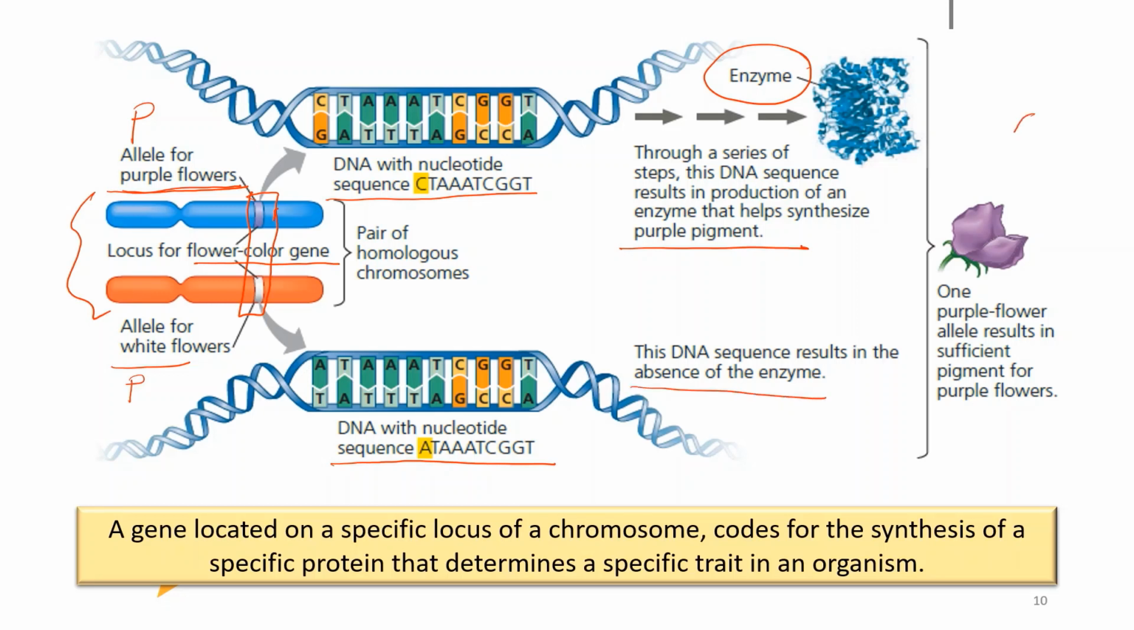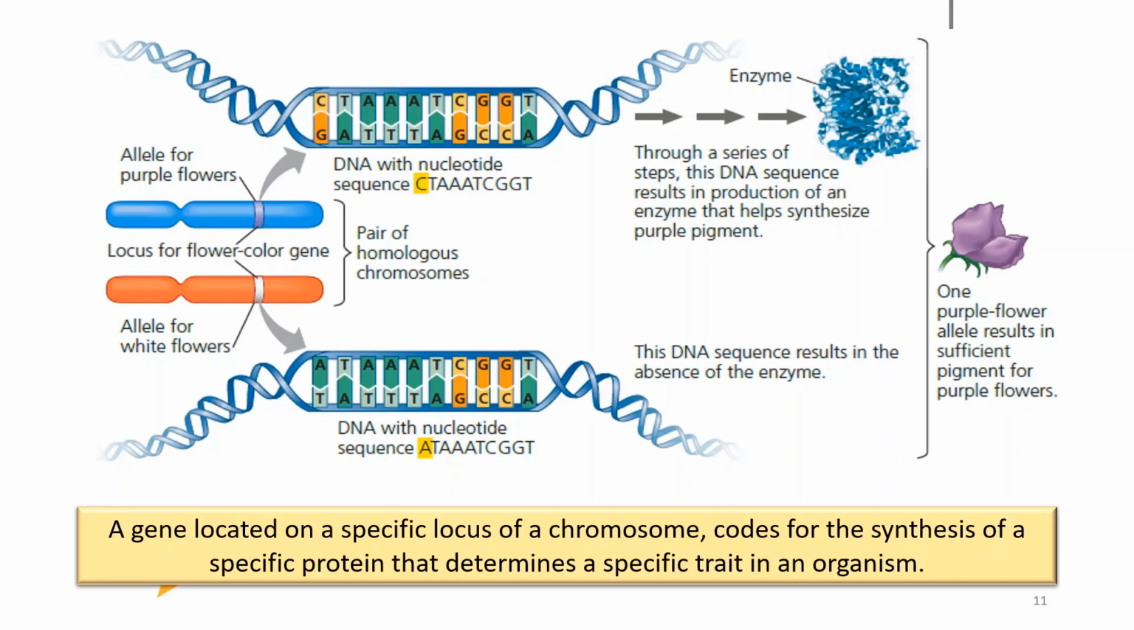Because this individual plant is heterozygous for the gene that codes for flower color, it means that it has a dominant and a recessive allele. So therefore, the pea plant will express the purple flower phenotype.